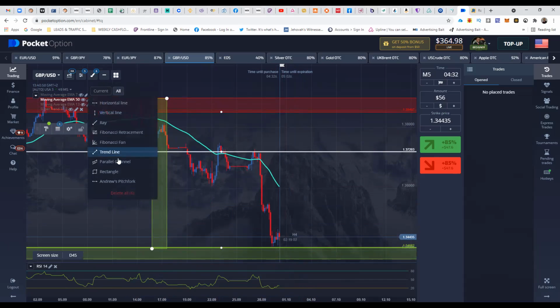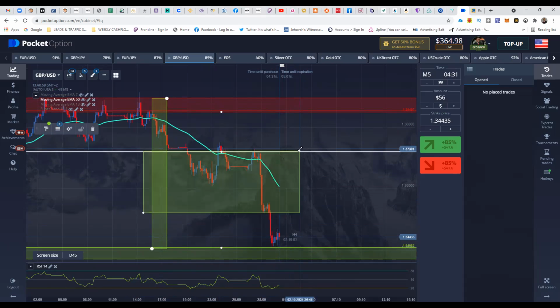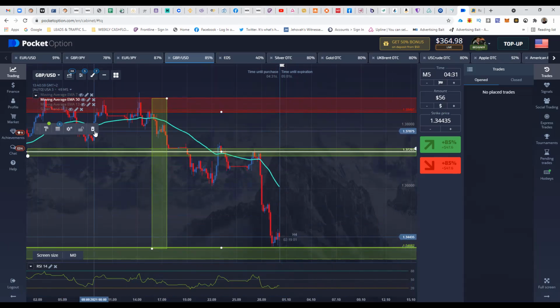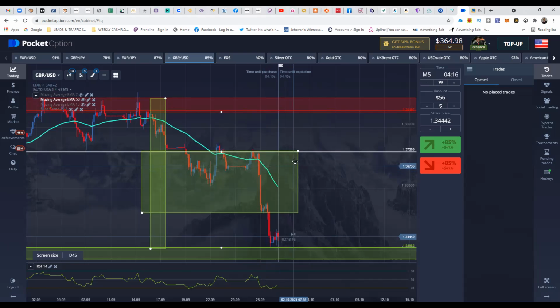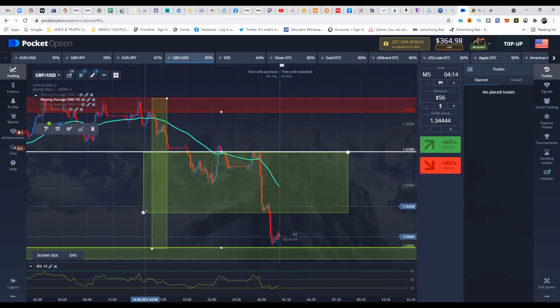So I might actually draw a rectangle for this. Right. Then I might go ahead and erase this horizontal line.